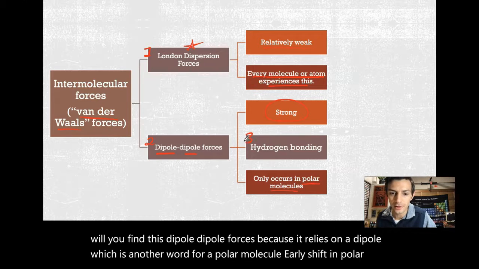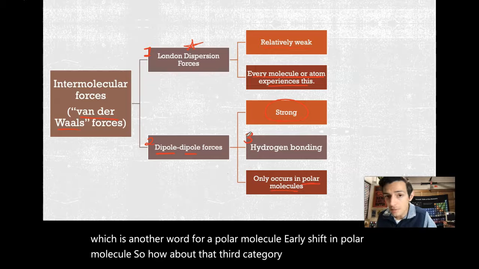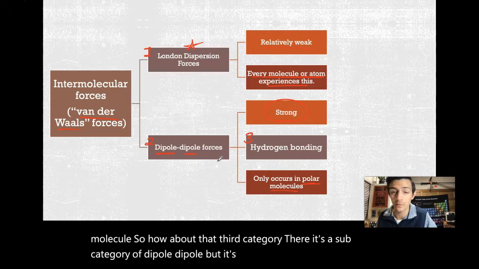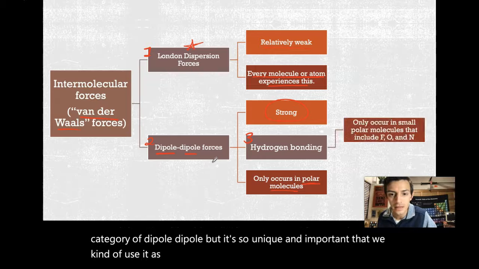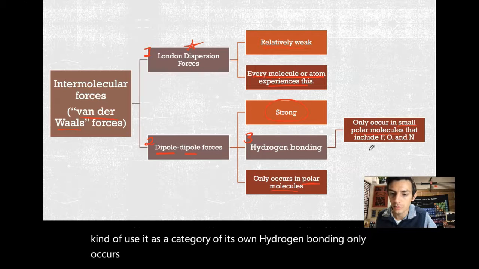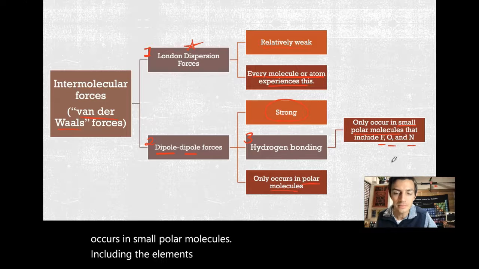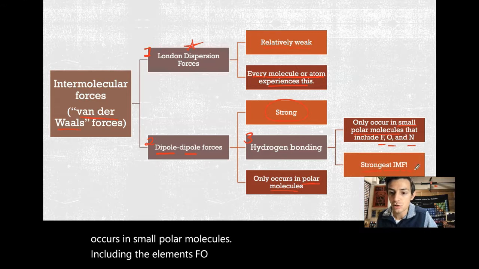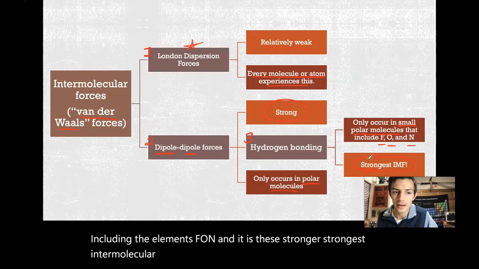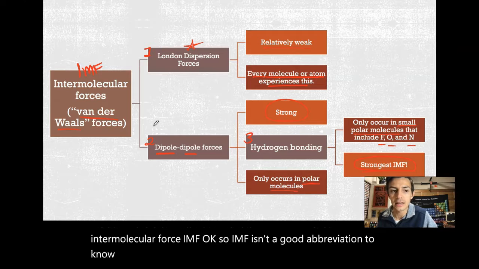So how about that third category there? It's a subcategory of dipole-dipole, but it's so unique and important that we use it as a category of its own. Hydrogen bonding only occurs in small polar molecules, including the elements F, O, and N, and it is the strongest intermolecular force, IMF. IMF is a good abbreviation to know, and that is the strongest IMF.